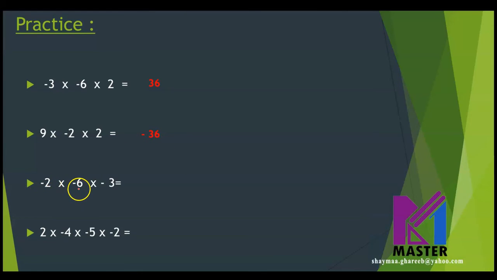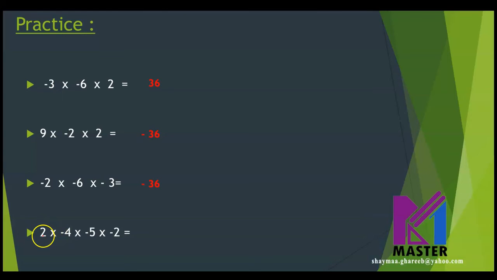-2 times -6 times -3. Three negative numbers in the sentence. The answer will be negative. 2 times 6, 12. 12 times 3, also 36. Then the answer will be -36.